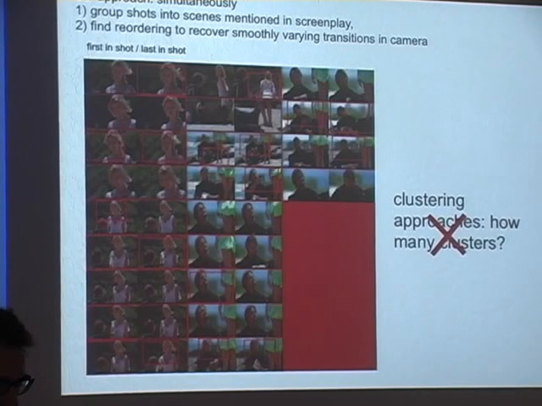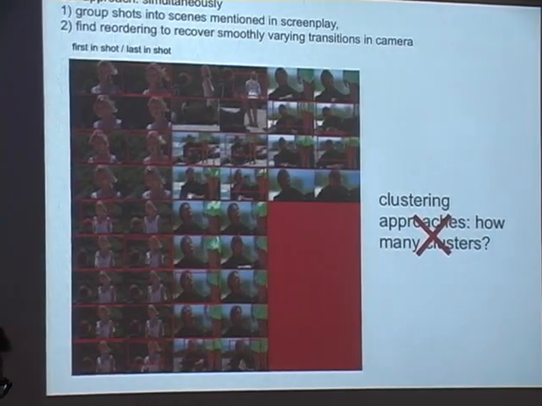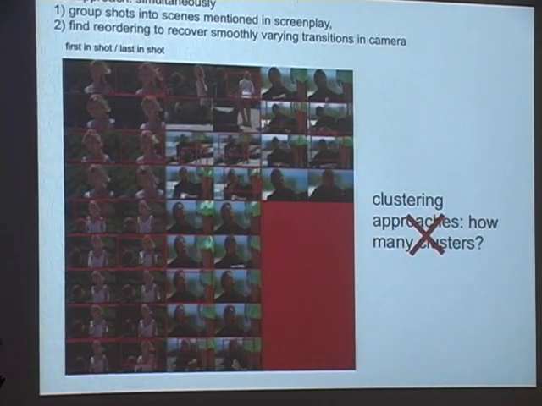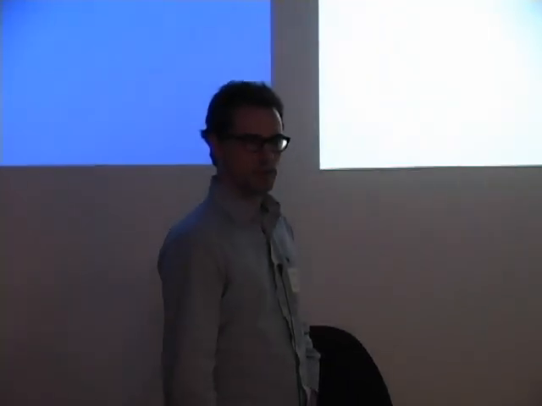And clustering approaches would not have such a property, and it's also hard to determine exactly the number of clusters here. So we're going to build a generative model, a simplified generative model, for generating a movie.